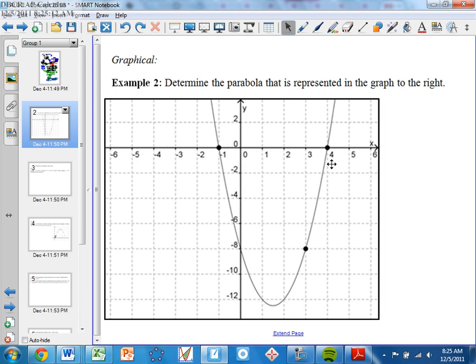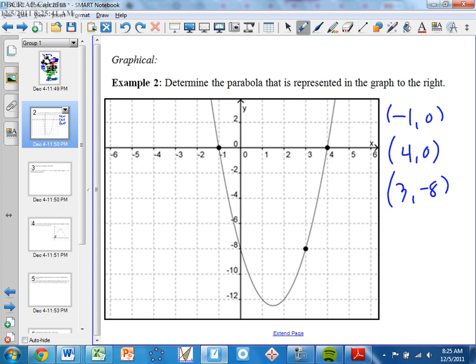Yeah. So here, I'm given a root here, and I'm given a third point. So start by listing, please. -1, 0, that's your first root. 4, 0 is your second root. And the point we're given is 3, -8. That's all right, that's all right.